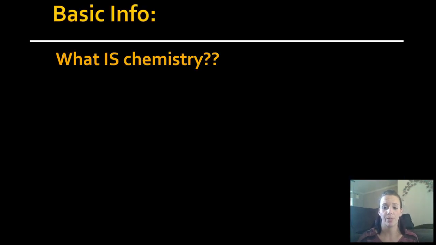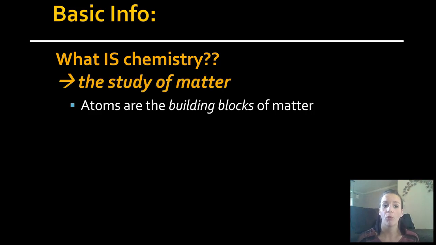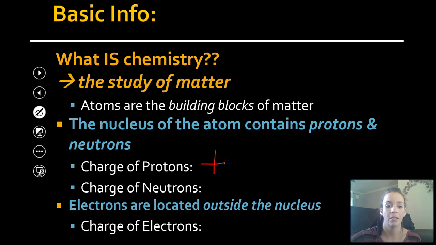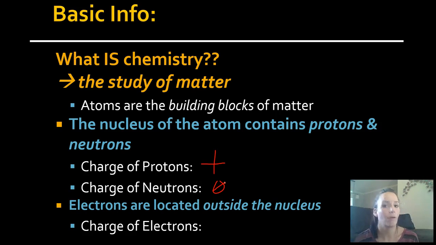Let's just start with some basic info, and hopefully a lot of this is a review for you from middle school. But first of all, what is chemistry? Chemistry is simply the study of matter. Atoms are the building blocks of matter. The nucleus of the atom contains protons and neutrons. The charge of a proton is positive, the charge of a neutron is neutral. And then electrons are located outside the nucleus, and electrons are negative.